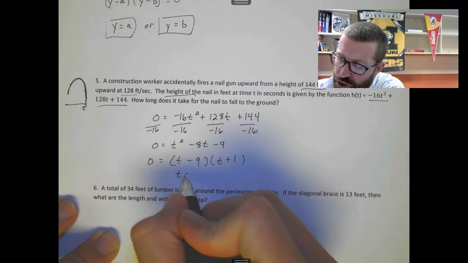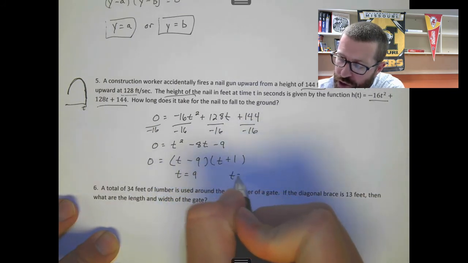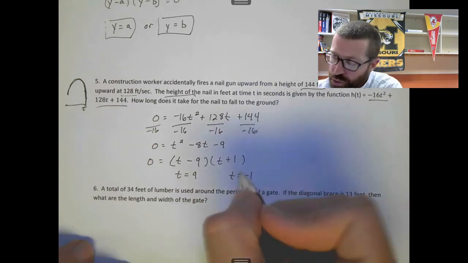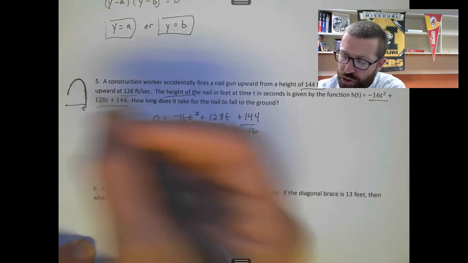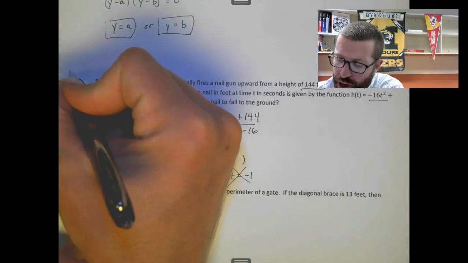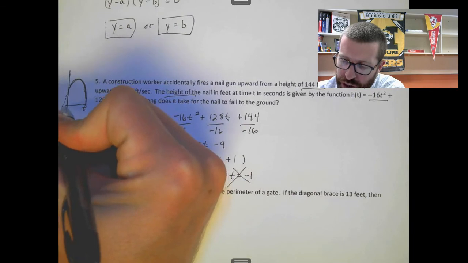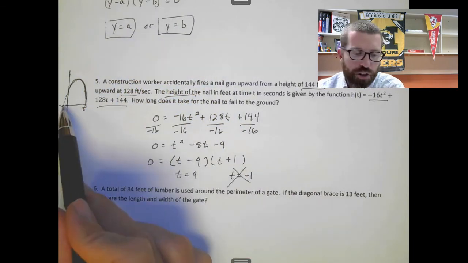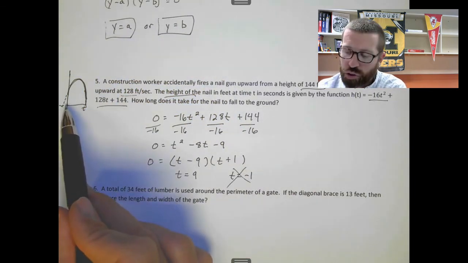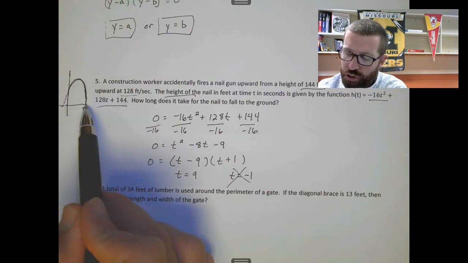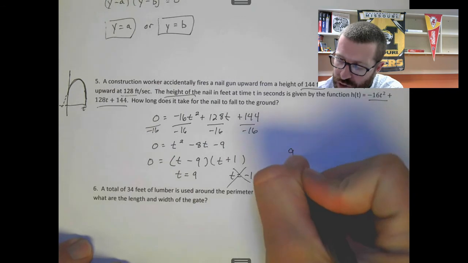And so time is either 9 seconds or time is negative 1 seconds. Well, negative 1 seconds is time travel, so we can throw that out because that one doesn't make sense in the situation. What's happening there, if this is our nail gun, is we're finding this value here that doesn't exist in the real world. From this, if this is where the nail is launched, it goes up and then it must land at 9 seconds.